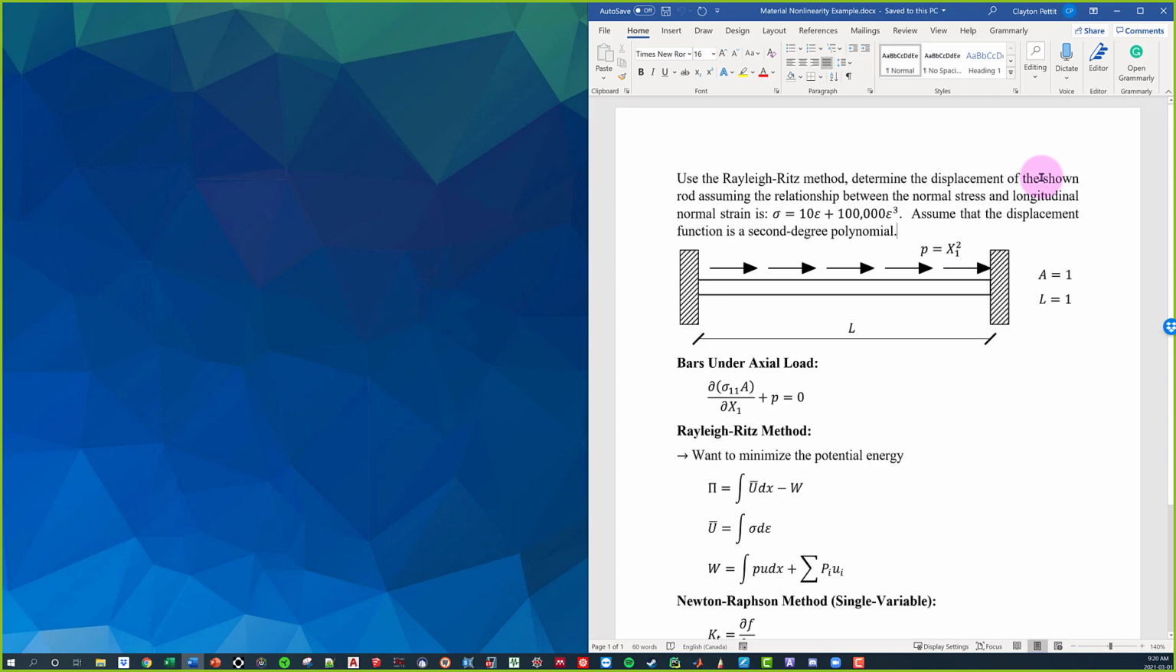in ABAQUS. So in ABAQUS today, we're going to look at how to create some unique shapes, some unique parts or 3D parts as well. And then we're going to start talking about the Newton-Raphson method in ABAQUS, that idea of iterations, stuff like that. So that's what we're going to do moving forward.